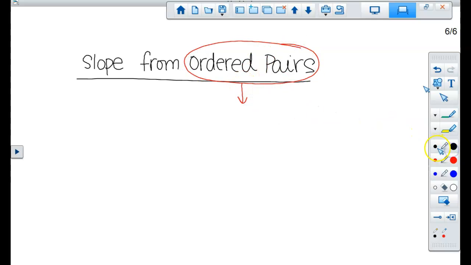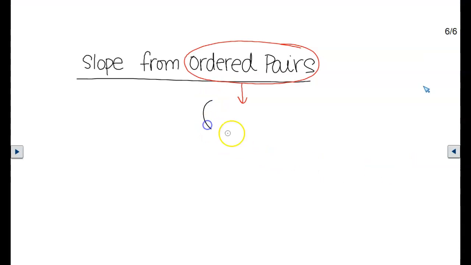I want to take just a moment here to remind you about ordered pairs. An ordered pair will come to you wrapped in parentheses. It will contain two numbers, and those numbers will be separated by a comma. The first number is always your x, and your second number is the y. So these are the kinds of pairs we're going to be working with today, x, y pairs, and we're going to be finding slope using those.